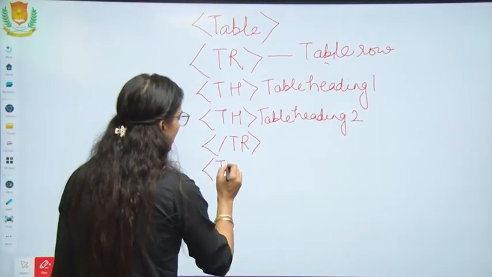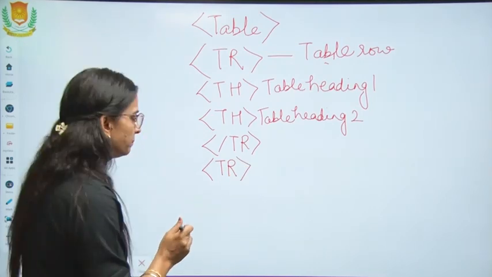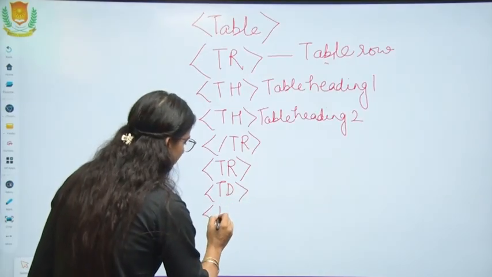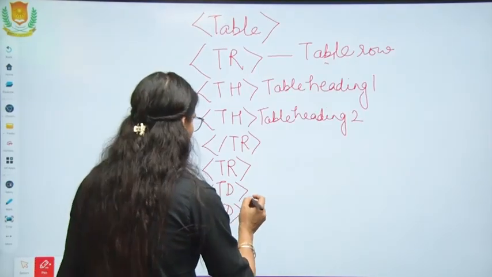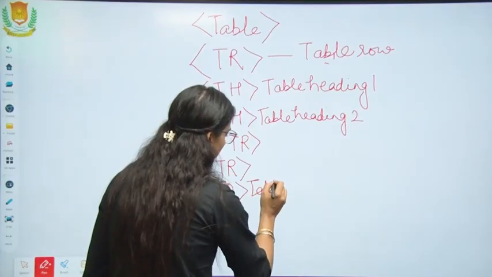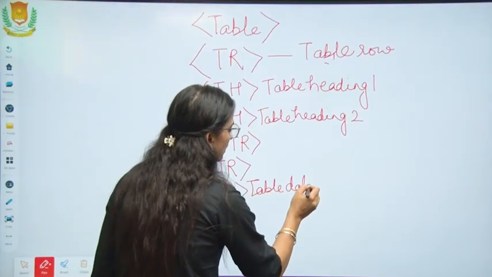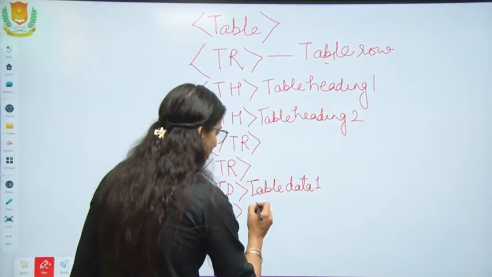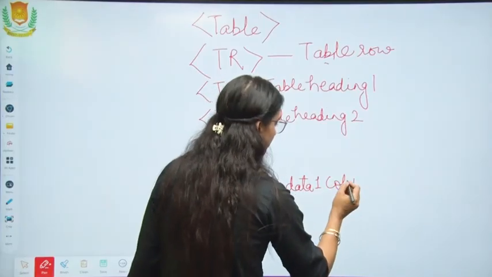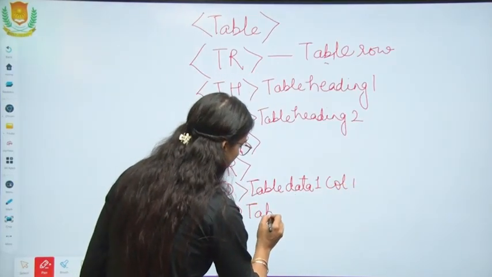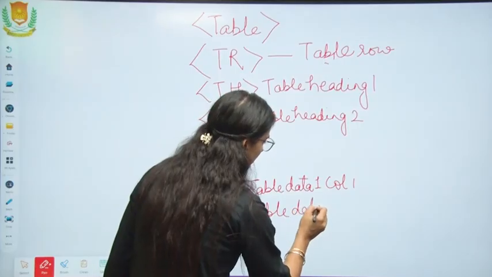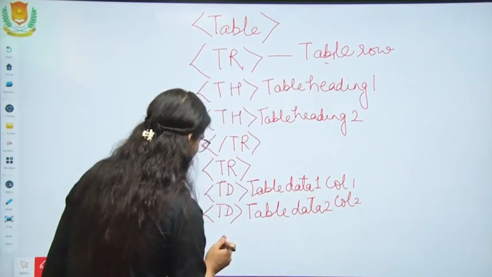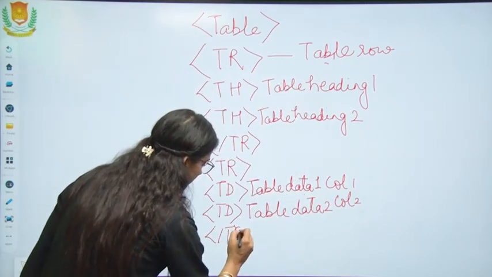Then we will start with the second row. Now we start with the table data. This is table data 1. This is the column 1. This is the table data 2, second column. Then the row will be closed.